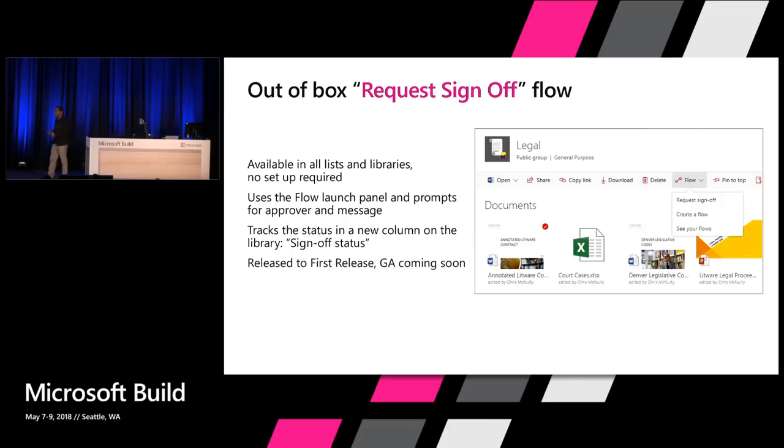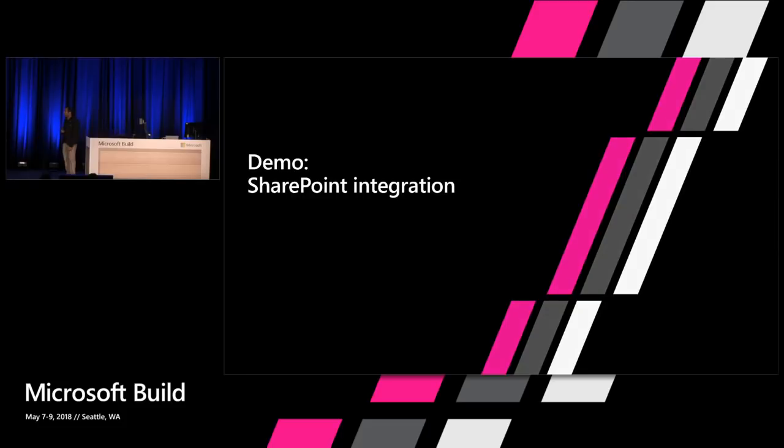But the idea is that you can instantiate a flow with zero setup. So you just go to Flow, you select a document, go to Flow, Request Sign-Off, enter in your credentials, and the flow is ready to go. You get a launch panel that prompts you for an approver and a message. And then as that approver responds to that message, the status is tracked in a sign-off status column, and the initiator gets an email with details about what that approver said. Let's take a look at that in action.